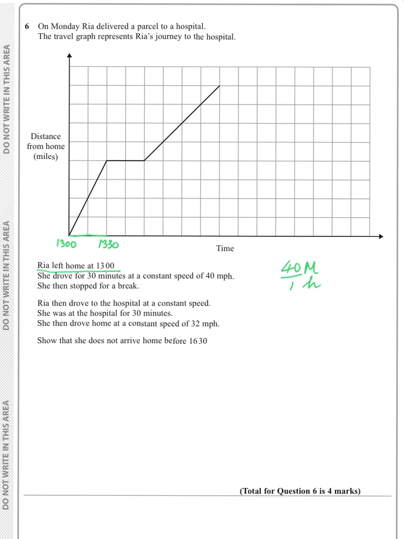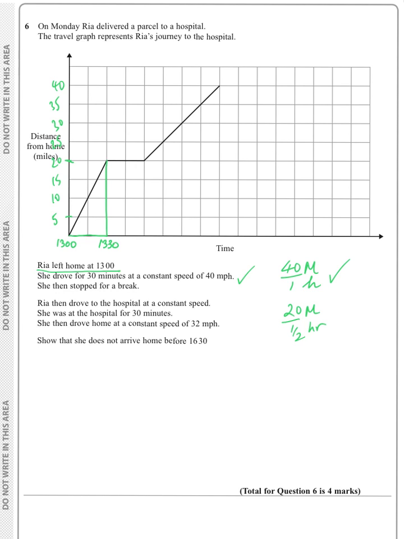Well, if you think about it, if we halve top and bottom, we'd get 20 miles in the half an hour required. So we know from here this must be 20 miles here, so we can look at this scale: 5, 10, 15, 20, 25, 30, 35, 40 and so on. Okay, so that was quite important. 20 miles in half an hour is 40 miles per hour. So that's the first thing we've got sorted.